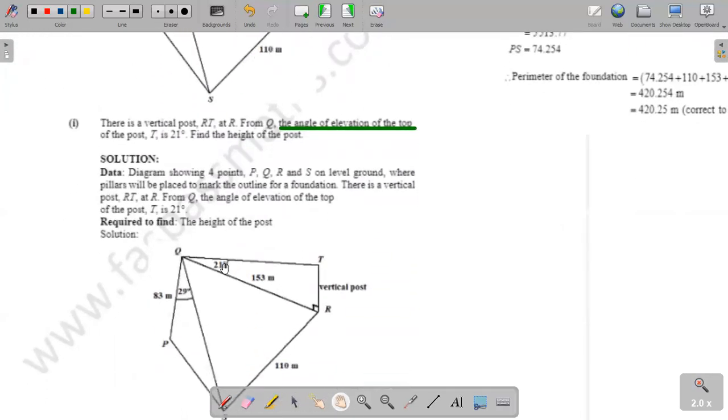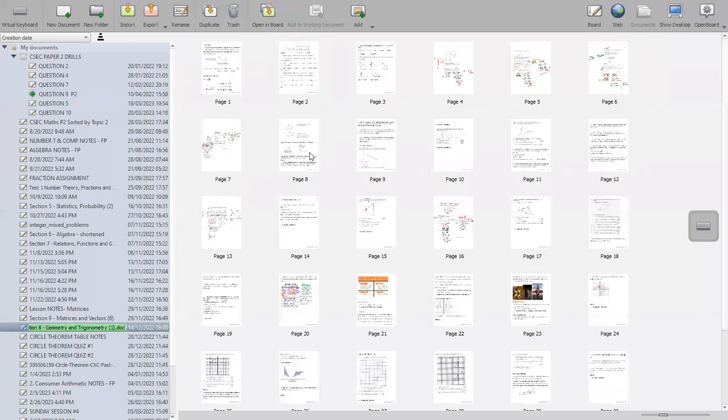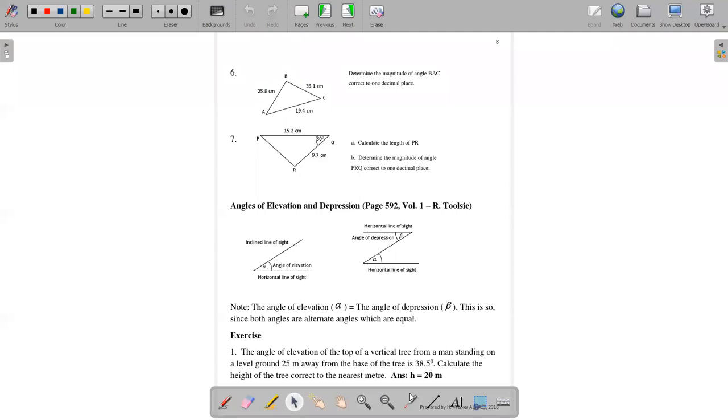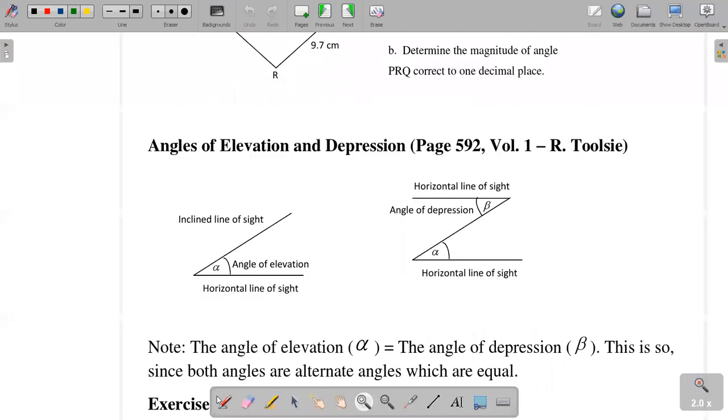Yup, it is by Q. You know why? Let me just quickly show you. I just want to make sure I quickly show you guys everything now. Let's look at angle of elevation. Look how the angle of elevation is. It's always the angle going upward. So you see, this is the angle here, the angle of elevation.